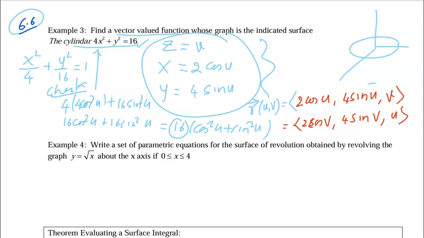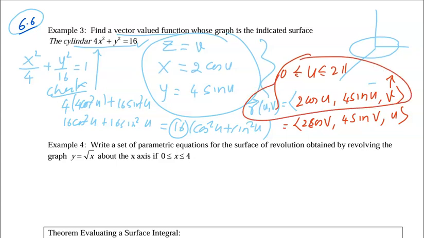So u and v are parameters. In this case, v doesn't have any particular range. This one goes forever, negative infinity to infinity. But u is, remember, 0 to 2 pi in this case, the first part. If you use the other form, then your v is between 0 and 2 pi.